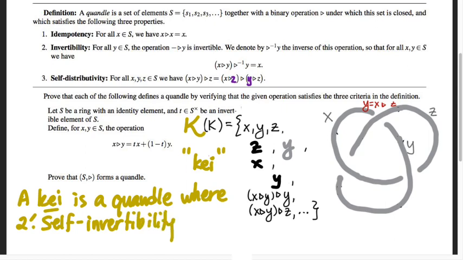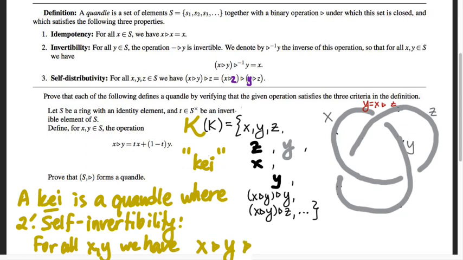Self-invertibility. That just says for all x and y, (x triangle y) triangle y is equal to x. Maybe put parentheses around this first. (x triangle y) triangle y. Right. So same as this, except with replacing the inverse triangle with just another triangle.